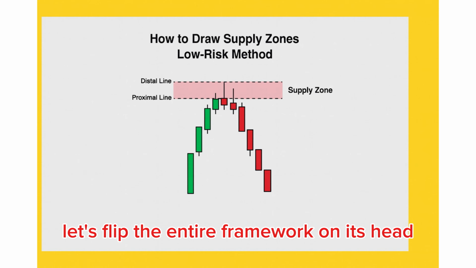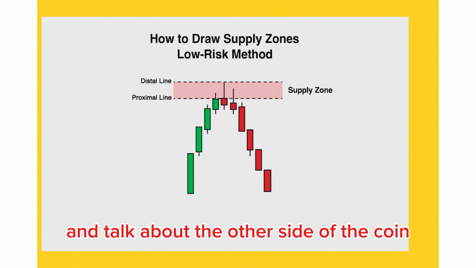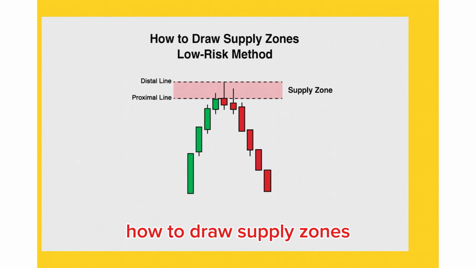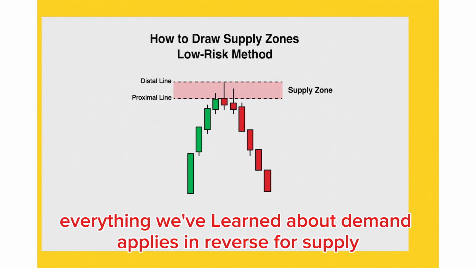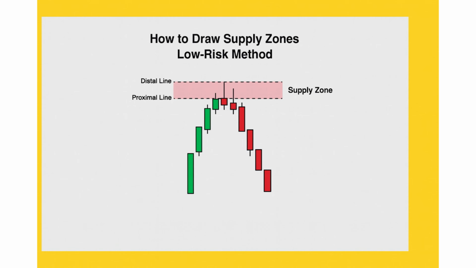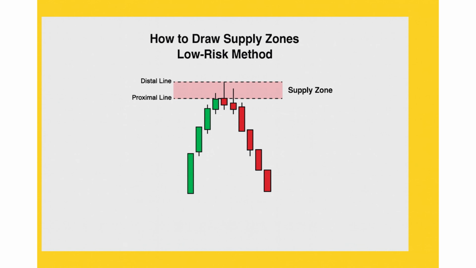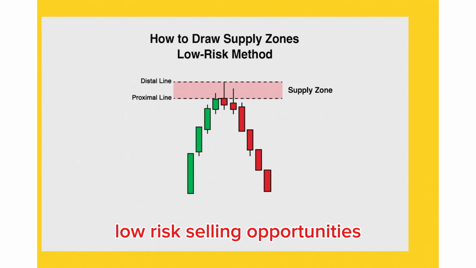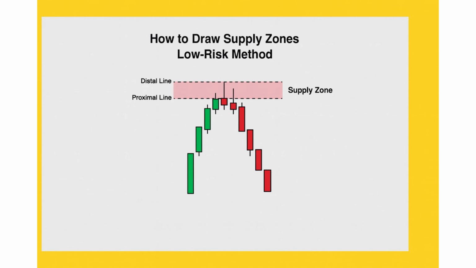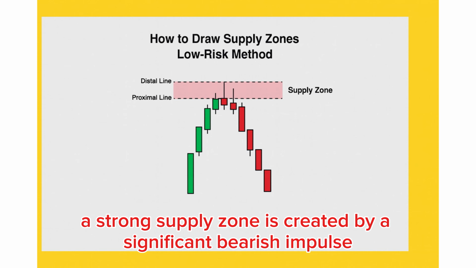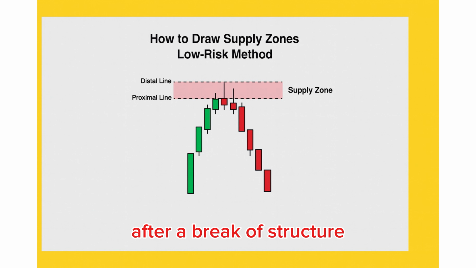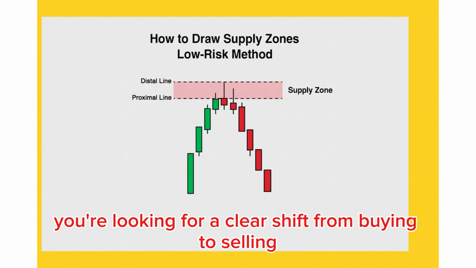Let's flip the entire framework on its head and talk about the other side of the coin: how to draw supply zones. Everything we've learned about demand applies in reverse for supply. The goal is the same: to find high probability, low-risk selling opportunities. Just like with demand, a strong supply zone is created by a significant bearish impulse after a break of structure. You're looking for a clear shift from buying to selling.